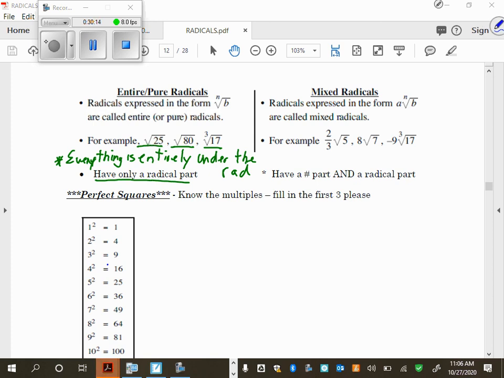Mixed radicals have a number part and a radical part. There's a number, 8 radical 7. Those are called mixed radicals. We're going to turn entire radicals into mixed radicals, and then later mixed radicals into other mixed radicals that are simpler. We want to deal with radical 2s, not radical 50s. We're going to deal with radical 3s, not radical 27s. Okay, we're going to simplify it, just like we did at the bottom of that last page.